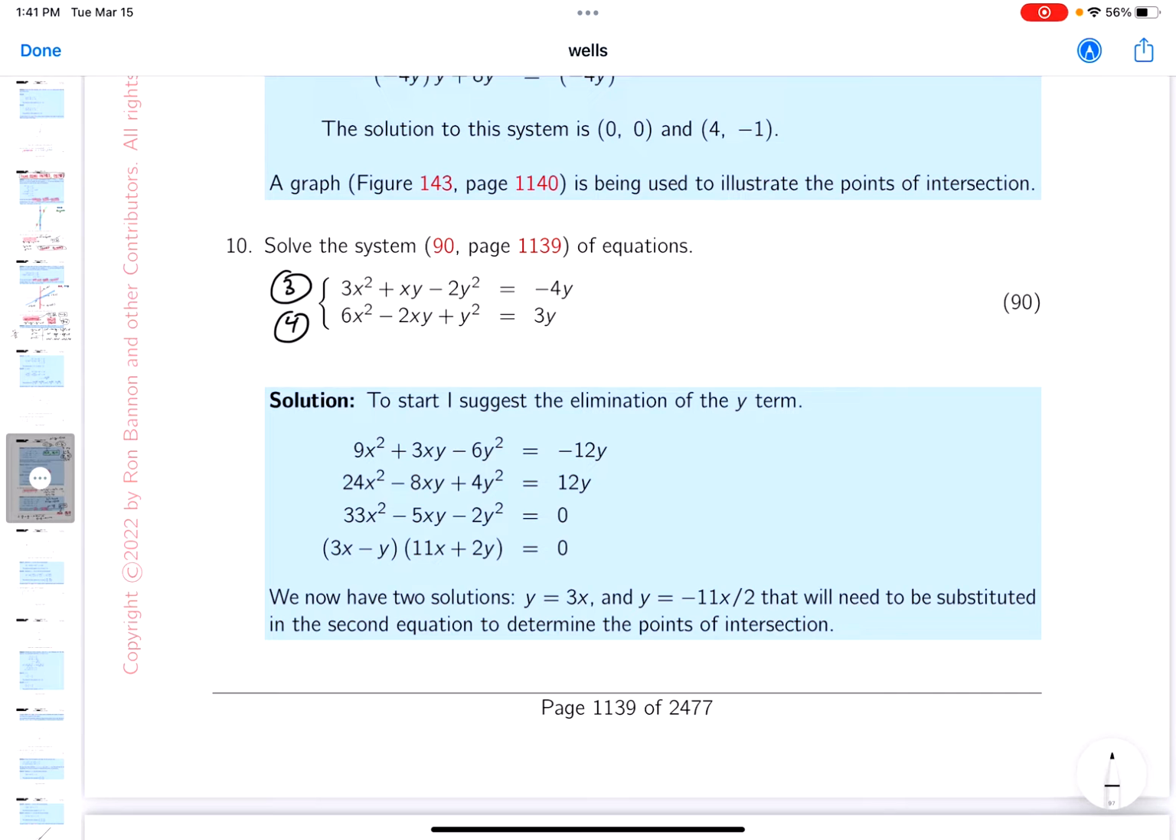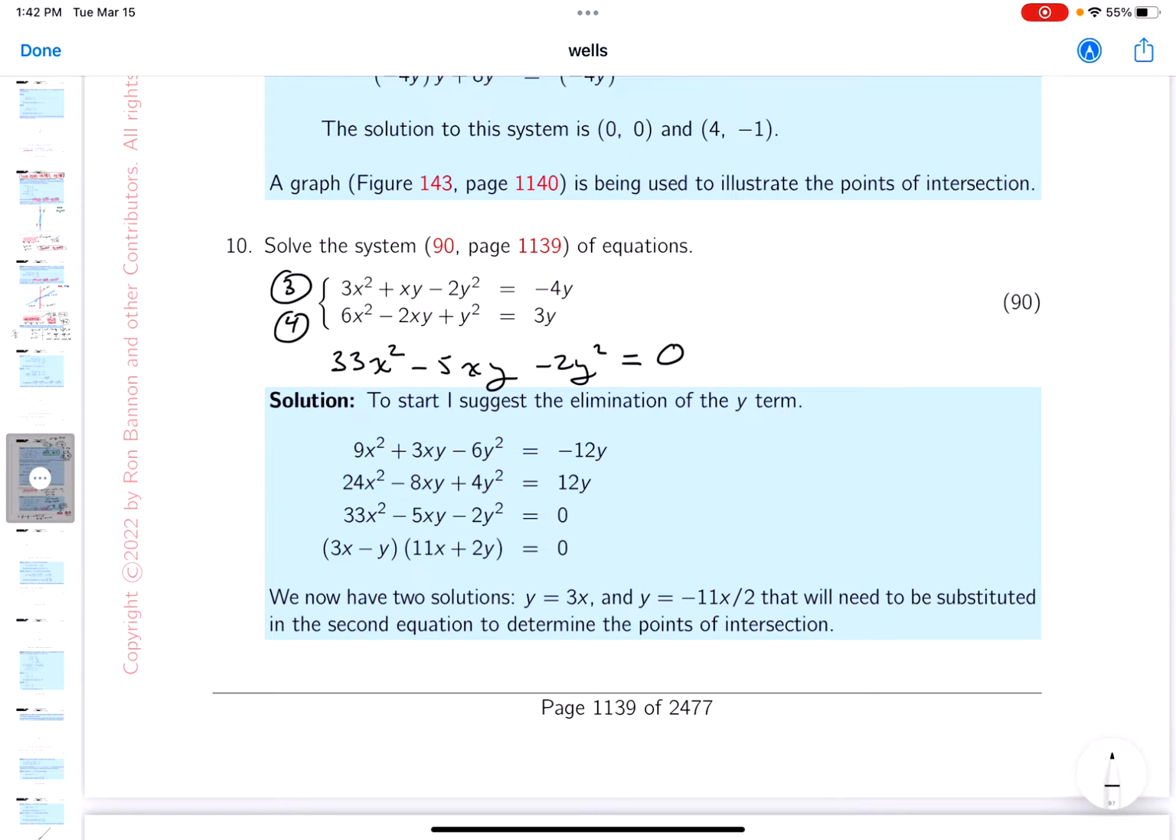So what would you get? You get 9. I'm doing the x squareds now because everything lines up beautifully. 9 and 24, which would be 33x squareds. Then you get 3 minus 8, which is minus 5, and these are xy's. And then you would get minus 6 and 4, which is minus 2y squareds. Now the whole point of this was to get a 0 on the other side. You would get minus 12y plus 12y, it's certainly 0.